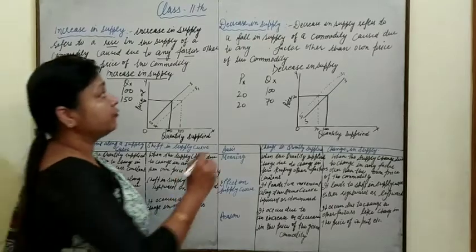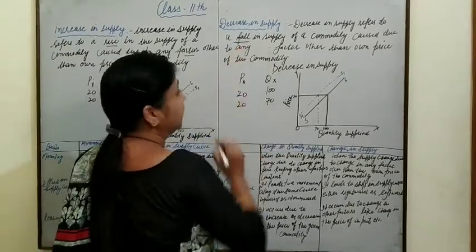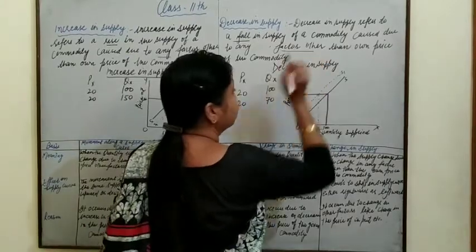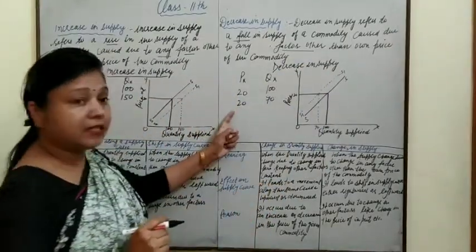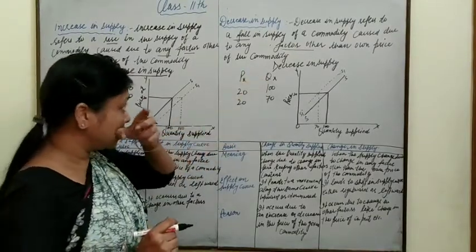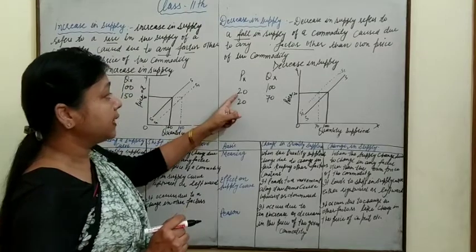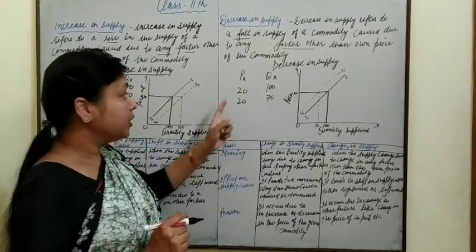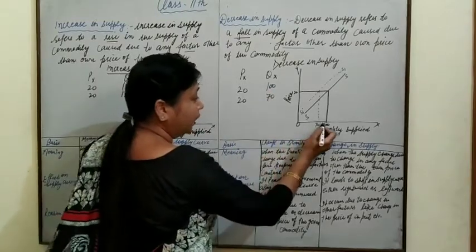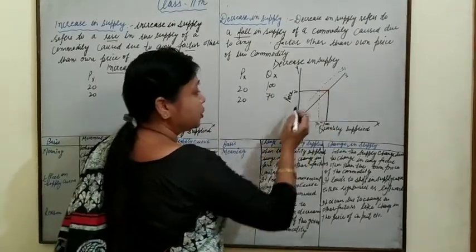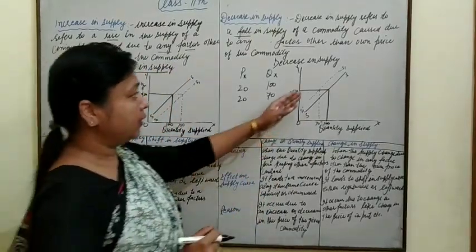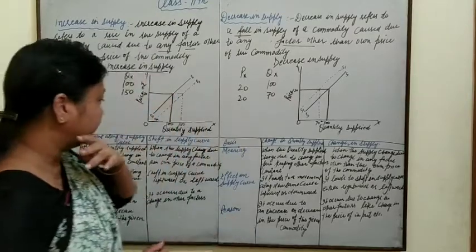Decrease in supply refers to a fall in supply due to change in other factors. Here also the price remains constant. See, the price of commodity X and the quantity of commodity X are given. When the price is 20, the quantity is 100. Now the price is constant, but the quantity is 70. If the quantity is reduced, that is known as decrease in supply, as we can see in the diagram.